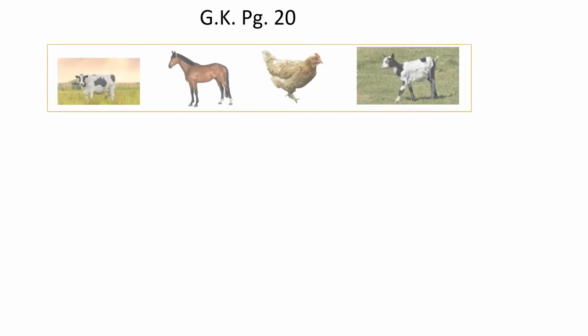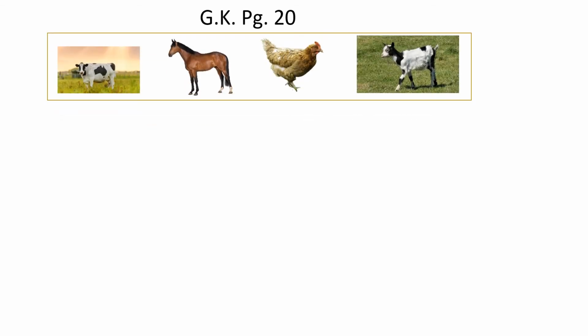Children, this is from your GK book, page 20. There are pictures here. You have to choose the odd one out. Cow, horse, hen, and goat. Which is the odd one out? Hen, because hen is a bird. All the others are animals. That is why the hen is the odd one out.